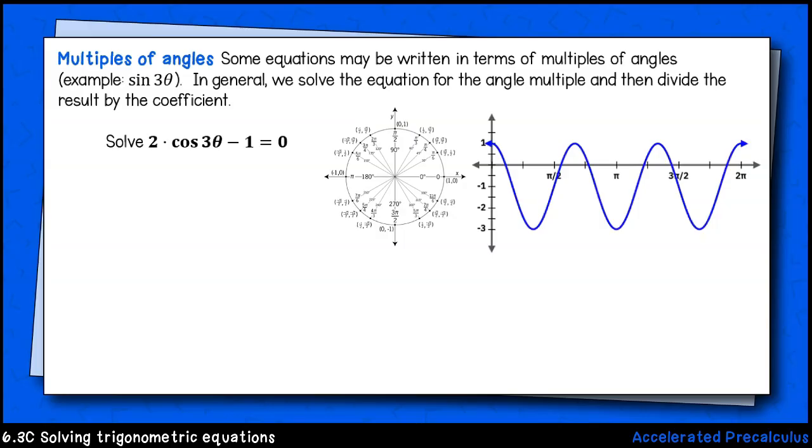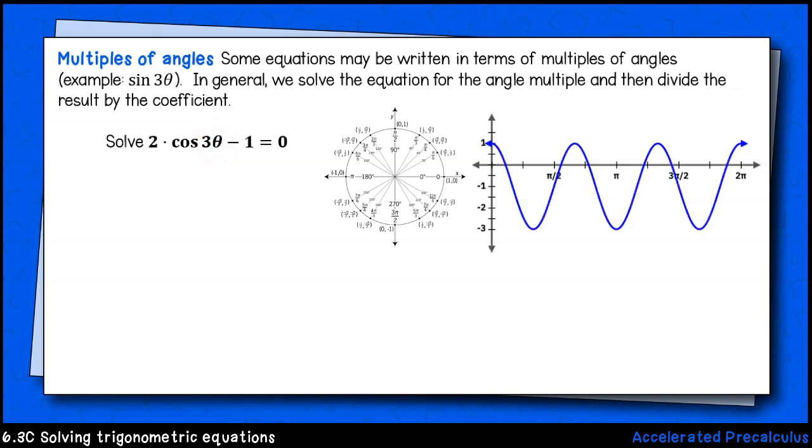First up, you'll notice this equation introduces something a little different than our previous examples. Notice that while we are still solving for an angle, the argument or the input of the function is not simply x or theta, but is instead a multiple of theta. In other words, we are solving for 3 times theta this time.